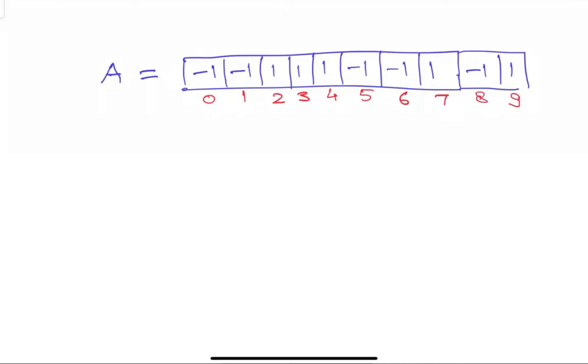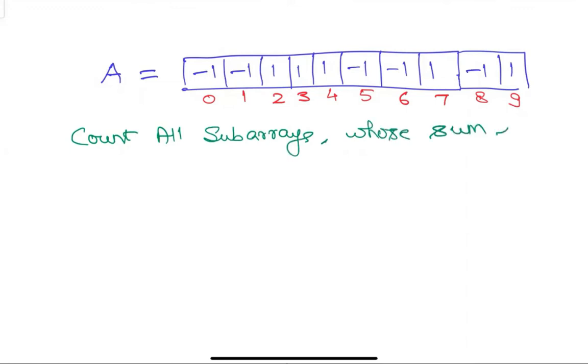Now, the question is, we have to count all subarrays whose sum is 0. And subarrays are nothing but contiguous parts of the array. A subarray is a contiguous part. You cannot leave elements in between. This is a contiguous part of the array.